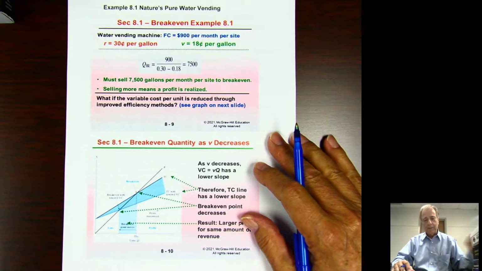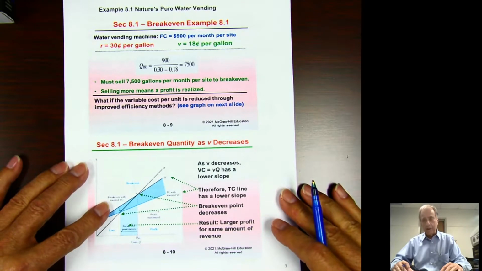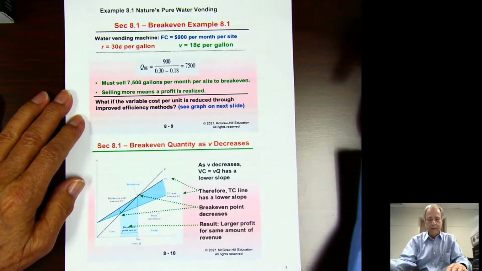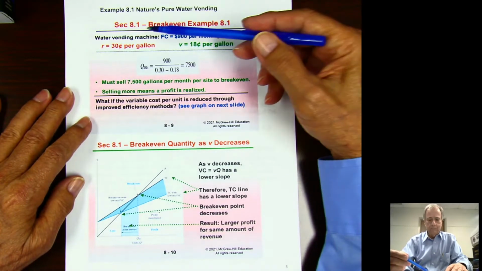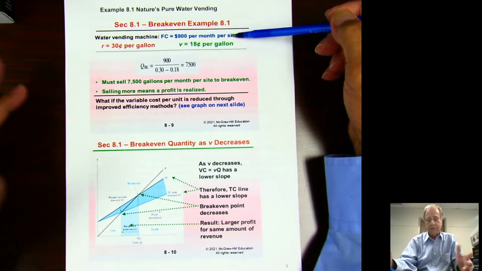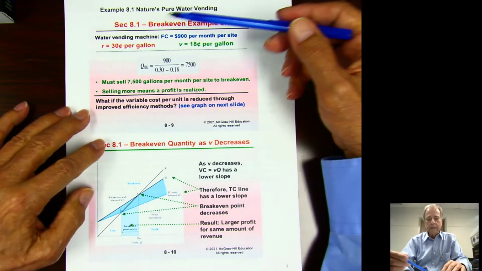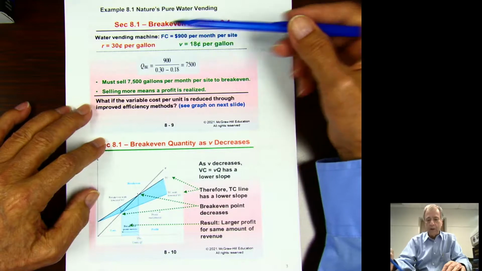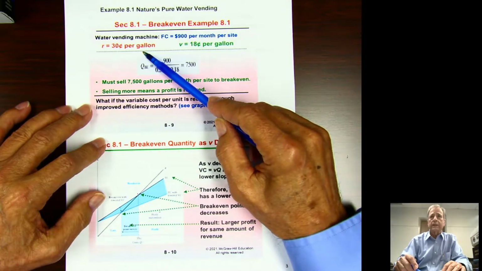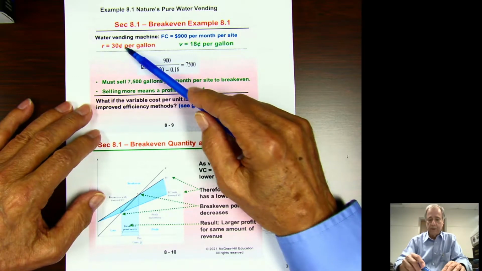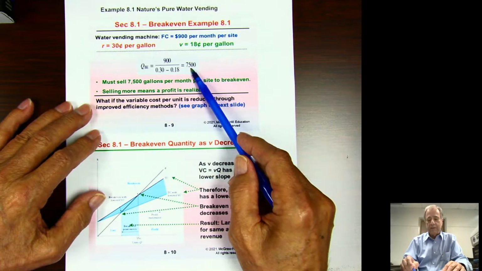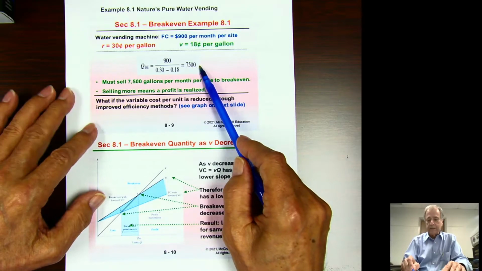An example of the application of that is the author gives us Nature's Pure Water vending company, and the water vending machine, the fixed cost is $900 per month per machine or per site, and the variable cost is 18 cents per gallon. The revenue per gallon is 30 cents per gallon, so that's your little r, that's your little v, that's your fixed cost. Your break-even point then is 7,500 gallons per month.